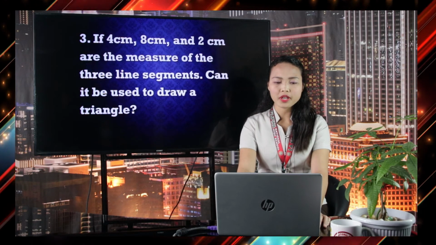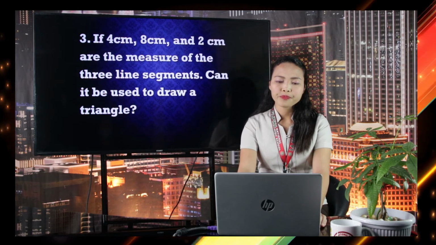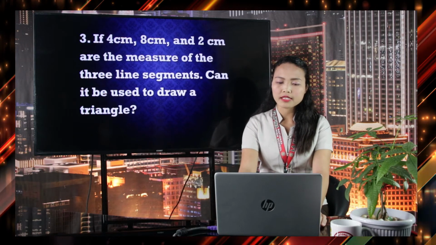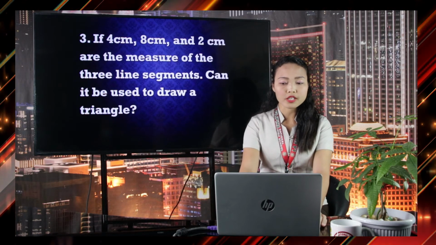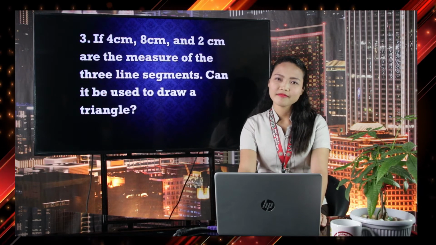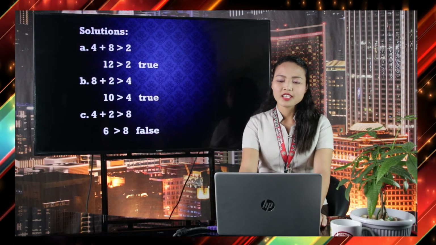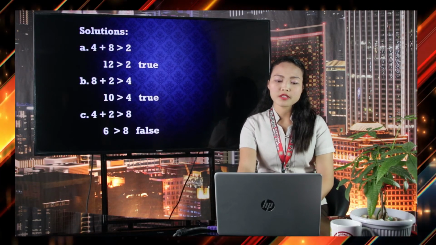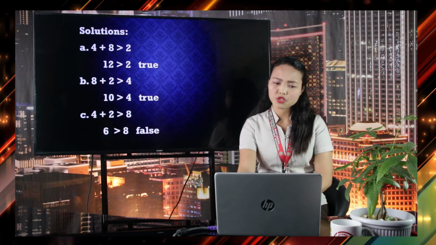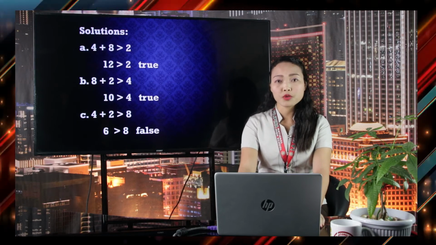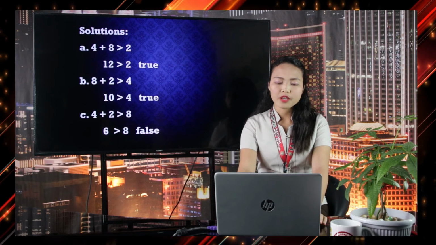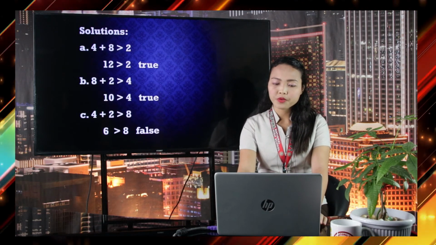Okay, next, number 3. If 4 centimeters, 8 centimeters, and 2 centimeters are the measure of the 3 line segments, can it be used to draw a triangle? Okay, so we have here the solutions. So we have 4 plus 8 greater than 2. So 12 is greater than 2. That is true. Then we have here 8 plus 2 greater than 4. And 10 is greater than 4. And that is true.